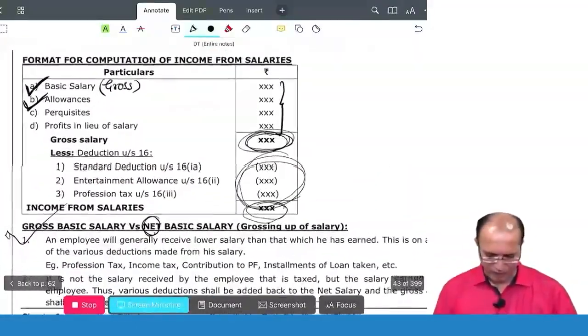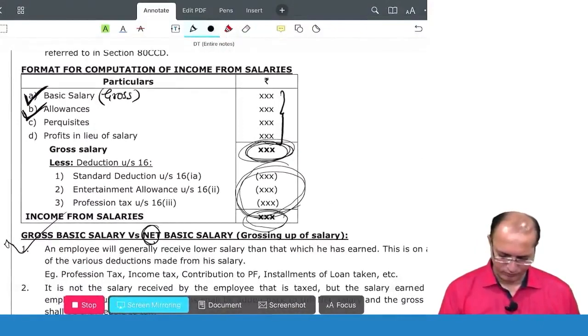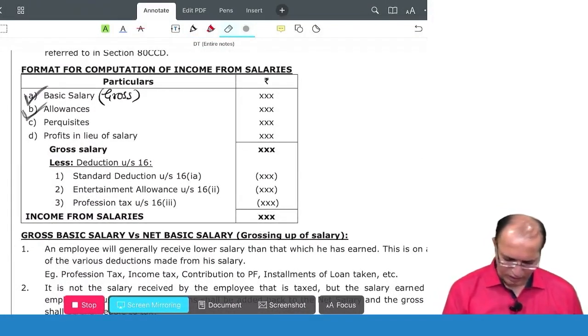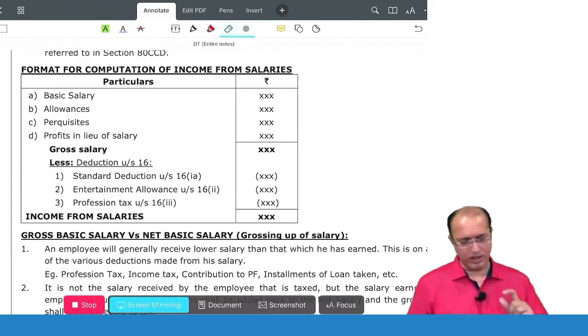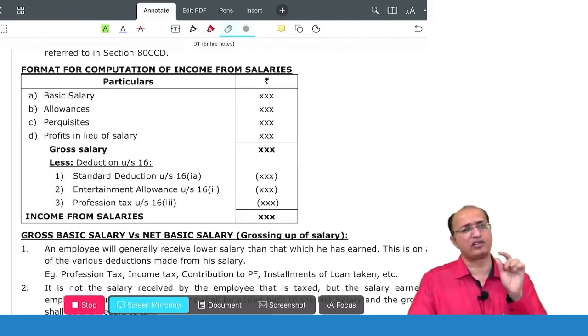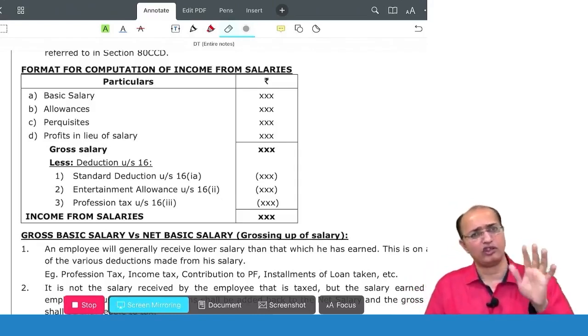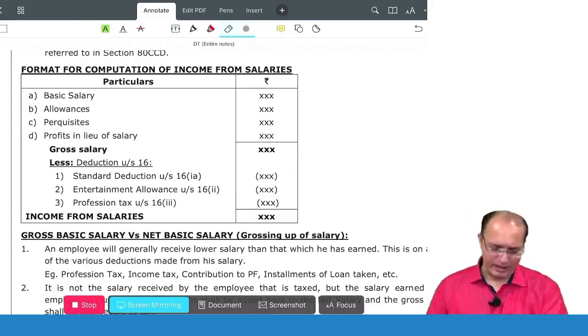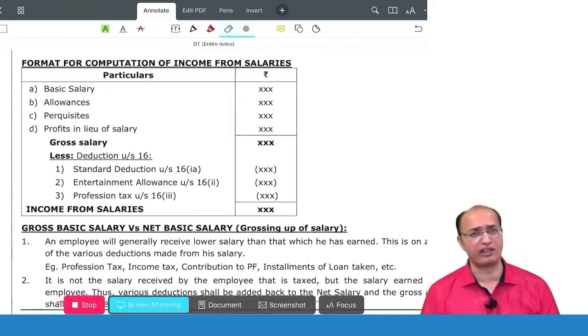See, this is the format for computation of salary. Now, our job right now is to find out that 50,000 salary. If your yearly salary is more than 50,000, you will be considered as specified employee. But that salary word includes what? They are talking about what? So for calculating that salary, what all things do you have to take?